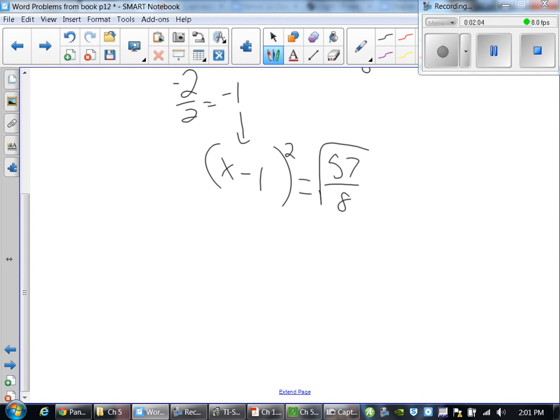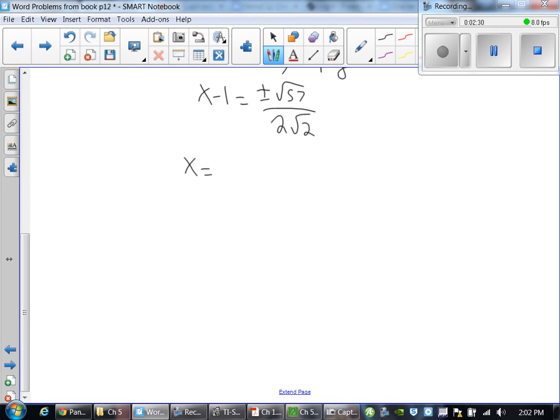Square root it. X minus 1 equals plus or minus the square root of 57 over, what's the square root of 8? Okay. Now, we don't like that, right? I'm going to do two things. First thing I'm going to do is I'm going to add the 1. I have a plus or minus root 57 over 2 root 2.